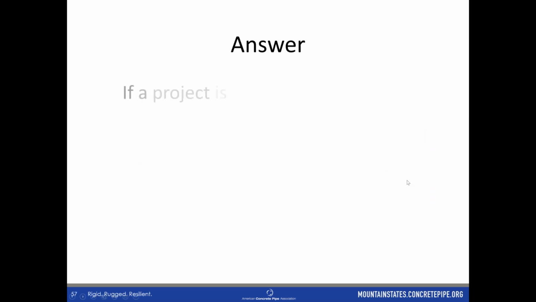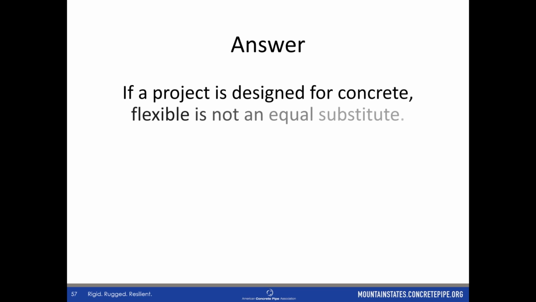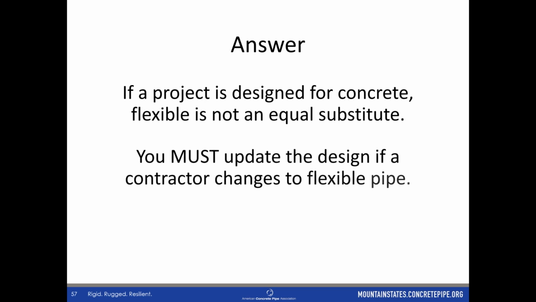Okay. The answer is, if a project is designed for concrete, flexible pipe is not an equal substitute. So you must update the design if a contractor changes to flexible pipe. So if they say, no, we're not going to use RCP, even though it was in the design, we're going to change it to flexible pipe. So I would say that the best answer to that would be, it depends, right? If you are not going to change the design, then the answer is no, it is not an equal substitute. If you are going to go back and modify and update the design for flexible pipe, whether it's corrugated metal or plastic, then yes, that would be allowed. So it depends on what the situation is.